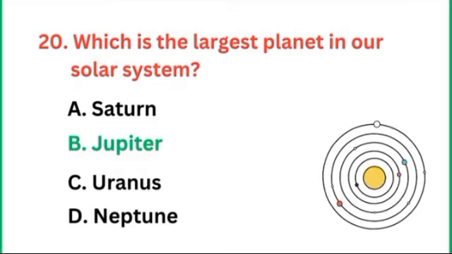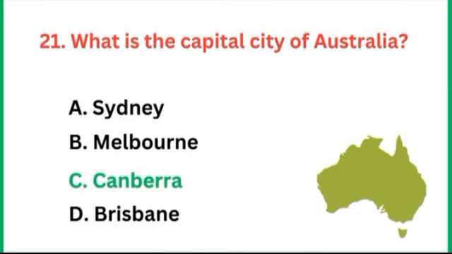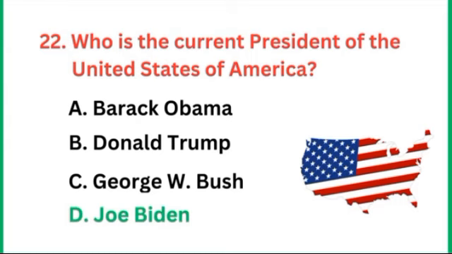Question number 20, which is the largest planet in our solar system? Right option is B, Jupiter. Question number 21, what is the capital city of Australia? Right option is C, Canberra. Question number 22, who is the current president of the United States of America? Right option is D, Joe Biden.